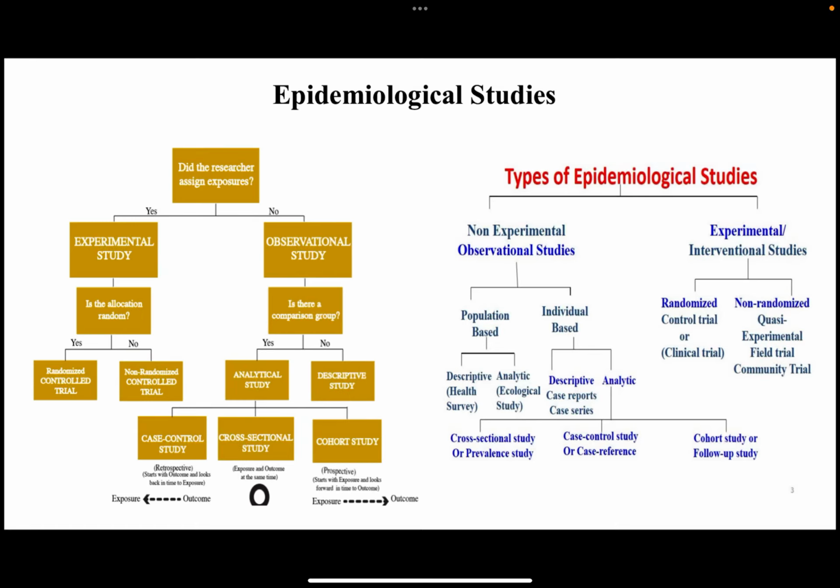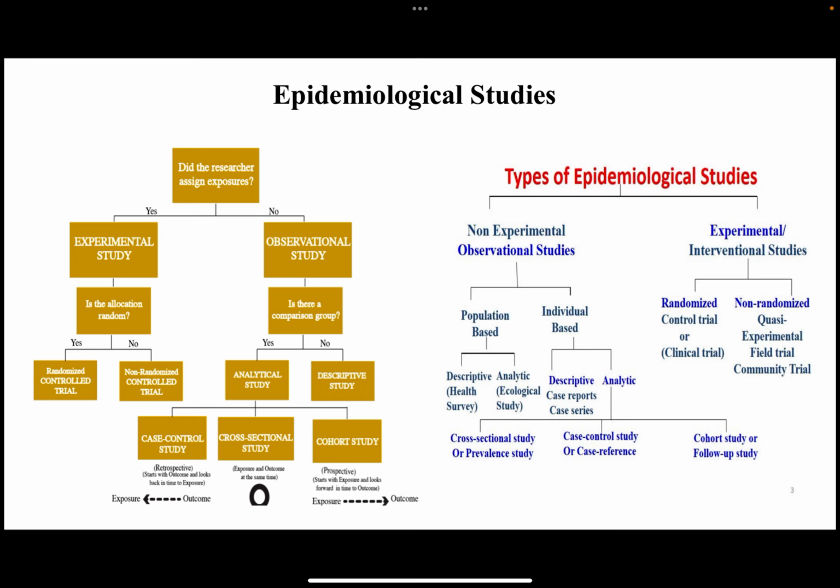Welcome everyone. In this video, I will try and simplify the various types of epidemiological studies. In fact, there are two main types of epidemiological studies: experimental or interventional studies, and non-experimental or observational studies. When we say experimental studies, it's the same as interventional studies.